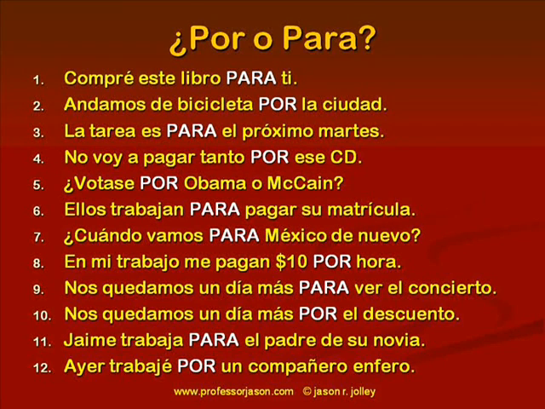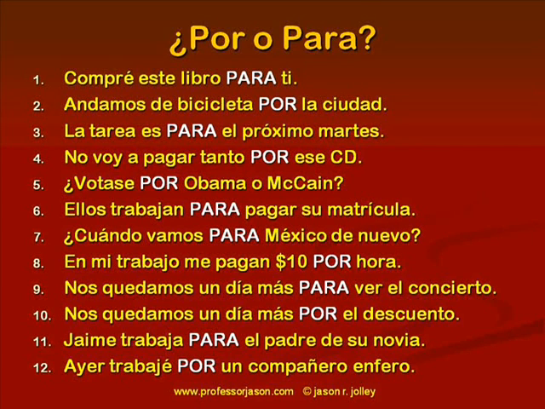Number 6. Ellos trabajan para pagar su matrícula, in order to pay the tuition. Number 7. Cuando vamos para México de nuevo, we use para for destinations, going to somewhere. Number 8. En mi trabajo me pagan $10 por hora, the rate of payment, units. Number 9. Nos quedamos un día más para ver el concierto, in order to, the purpose of the action.